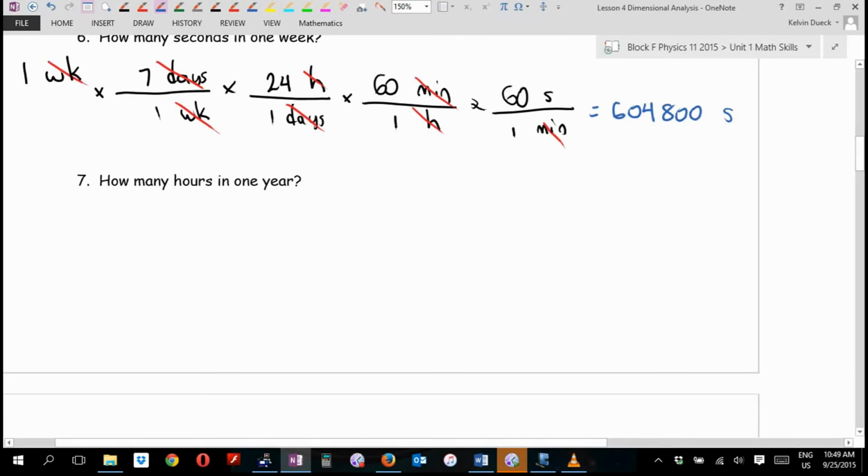I'm going to start out writing down what they gave me. What did they give me? 1 year, because I want to end up in hours. Times. What can I turn years into? Days? Sure. So, I want years to cancel, days. What's the conversion factor? 1 year is how many days? And that would go like that.